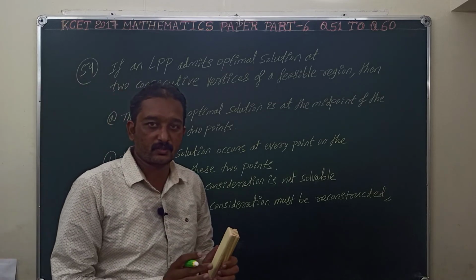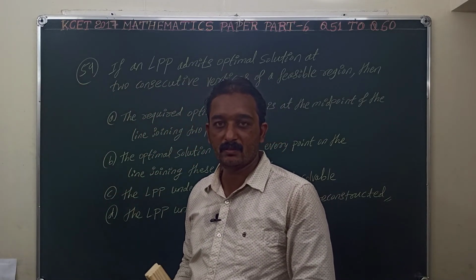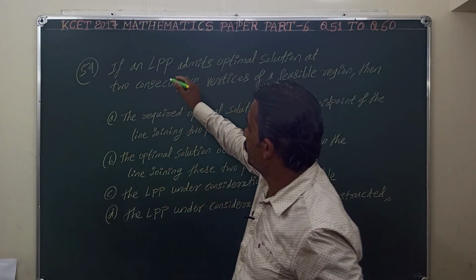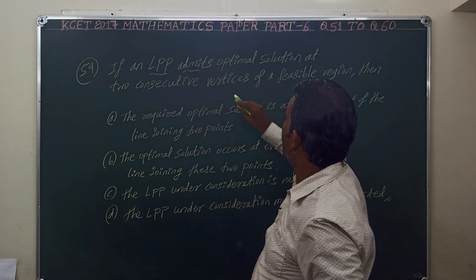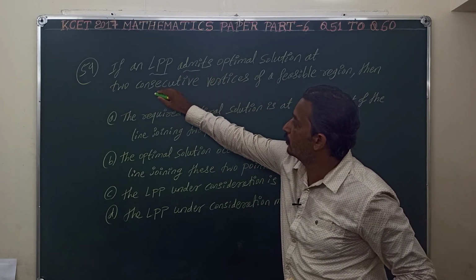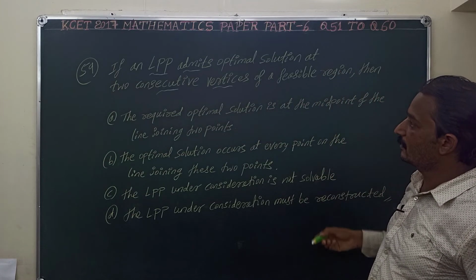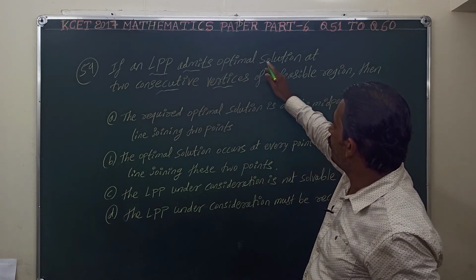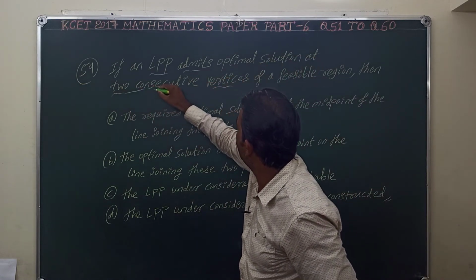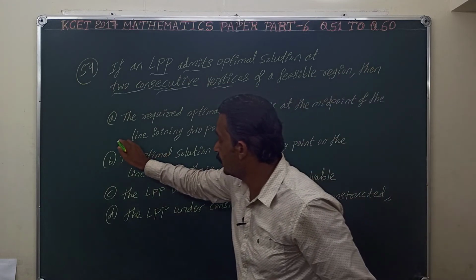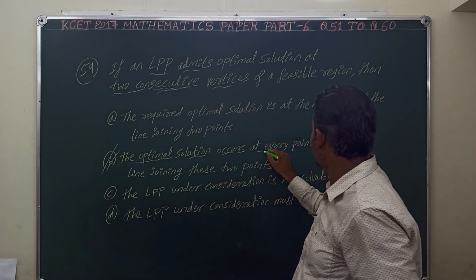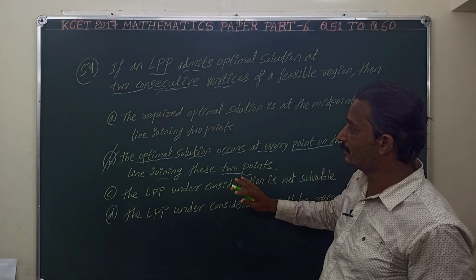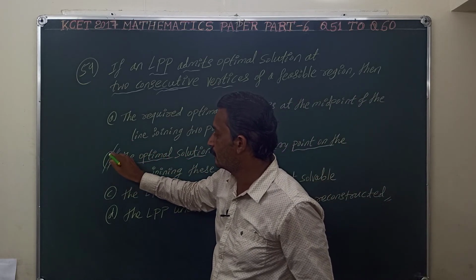So now let us move on to the next question, question number 59. Once again this question is based on the chapter linear programming problem. So let us see the question. If an LPP (linear programming problem) admits an optimal solution at 2 consecutive vertices of a feasible region, then which one of the following is correct? This is a standard result. So if an LPP admits an optimal solution at 2 consecutive vertices of a feasible region, then the optimal solution occurs at every point on the line joining these 2 consecutive vertices. This is a standard result. Directly we can write option B is correct.